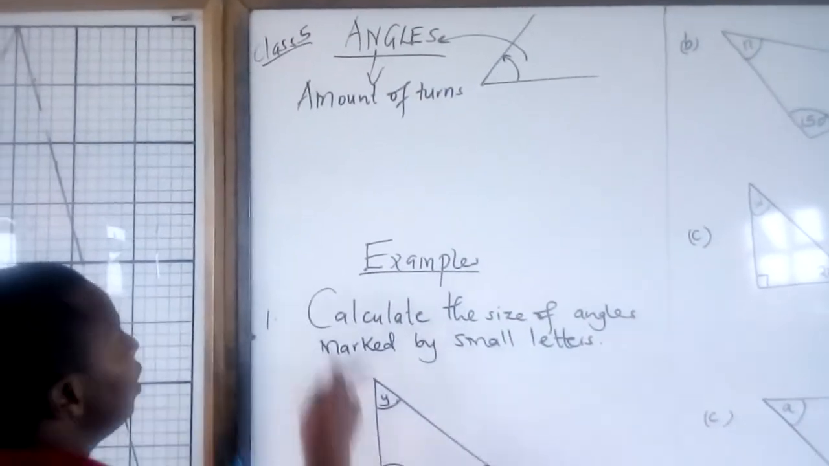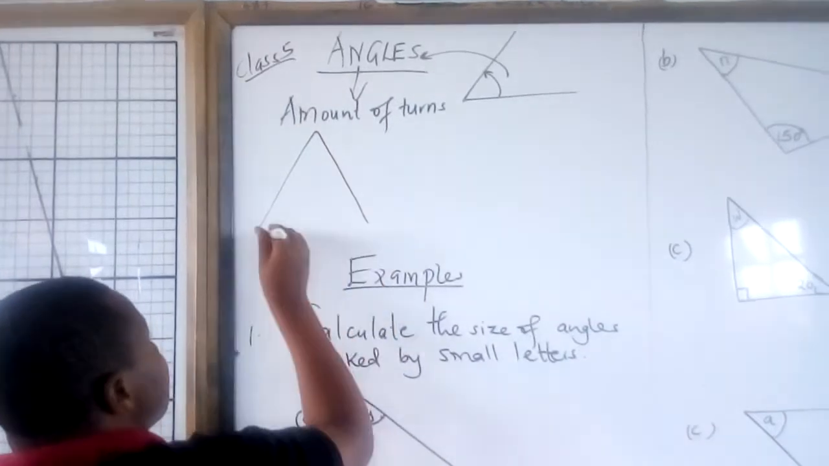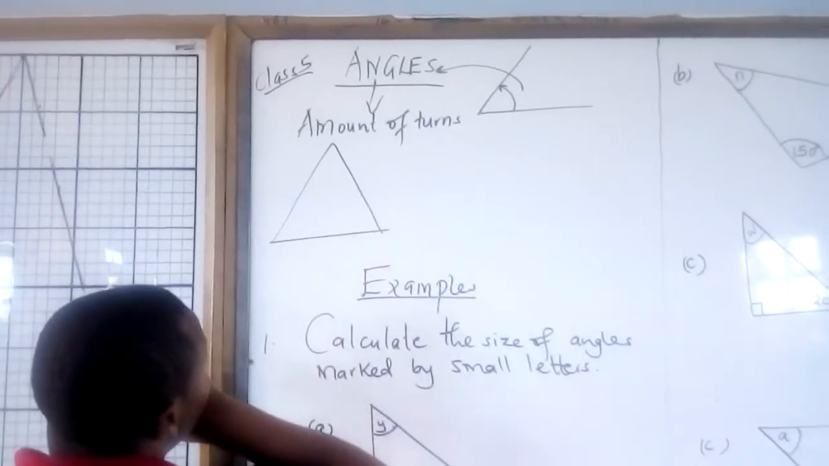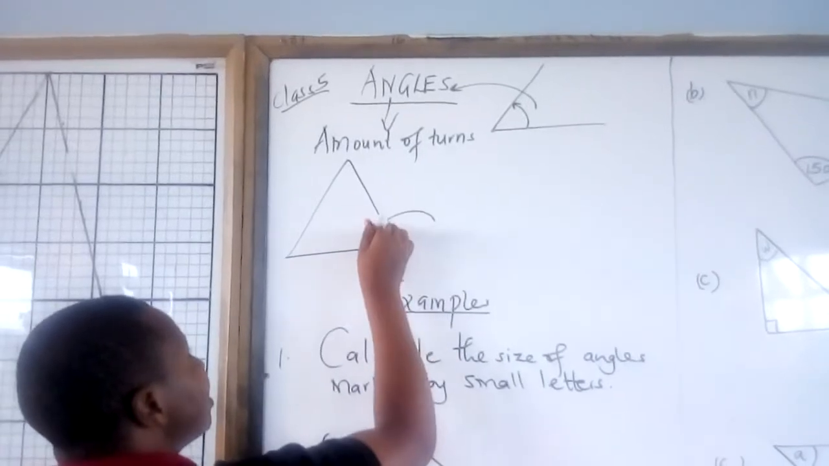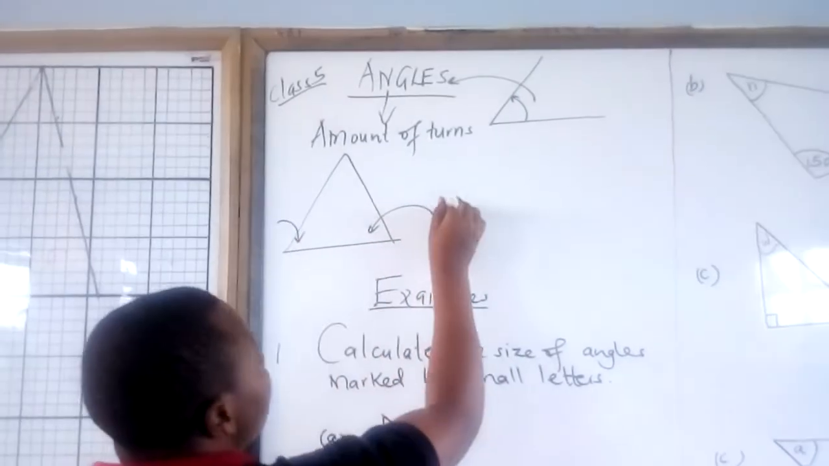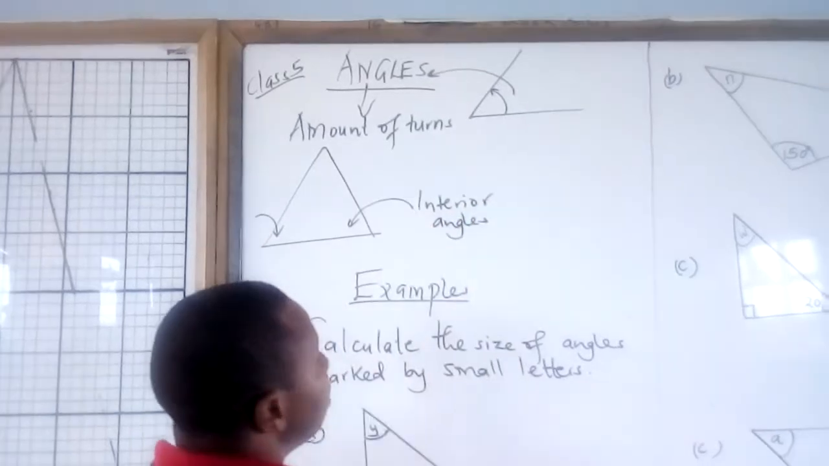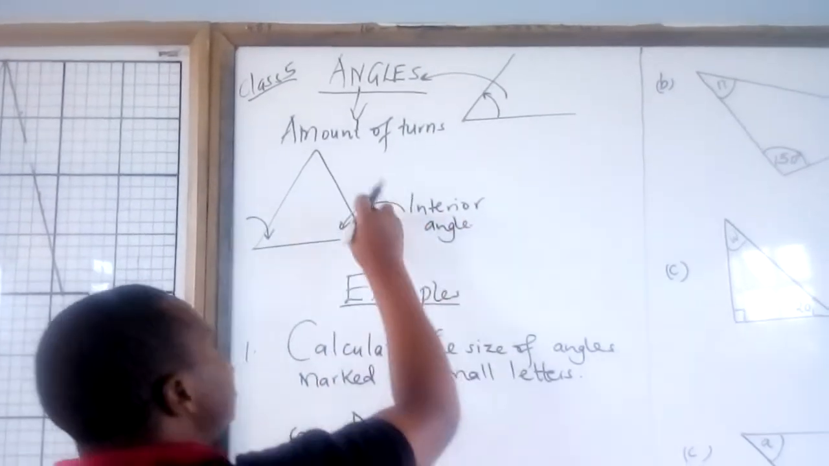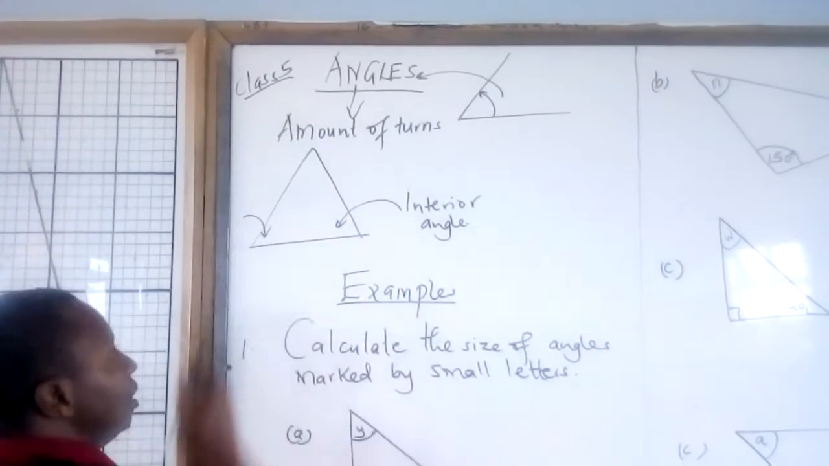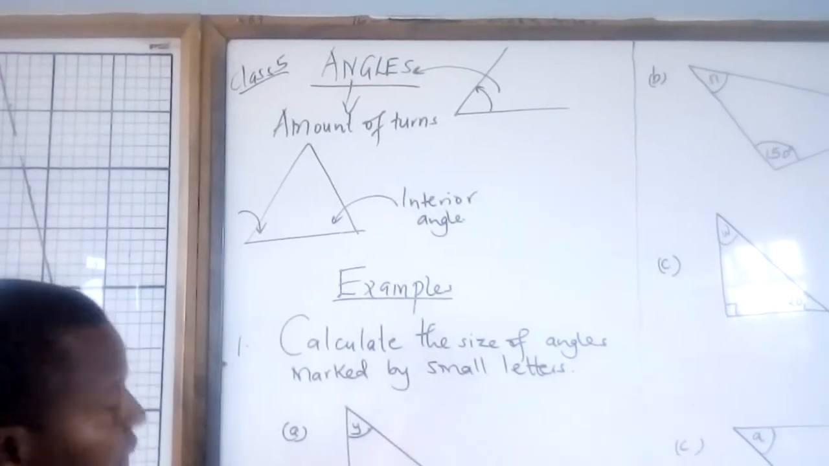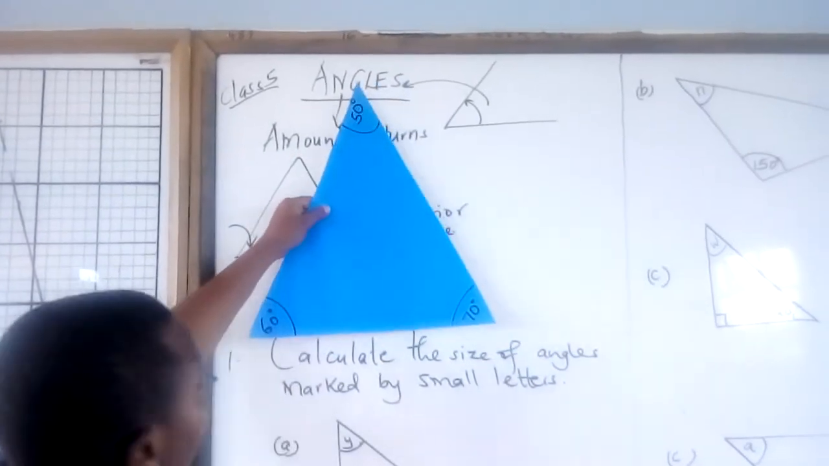So now, if you have a triangle, and we want to find out what happens to this triangle. These angles that are inside here are known as interior angles. So what happens to these angles? For example, we have an example here.